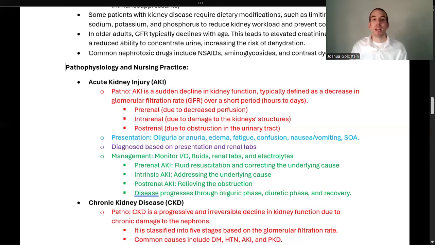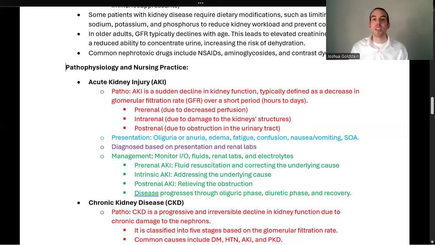Next, we have CKD, or chronic kidney disease. So this is a big one that we're going to talk about. The pathophysiology is a progressive and irreversible decline in kidney function due to chronic damage to the nephron. Remember, the nephron is that actual unit that does the filtration, that does the actual work of the kidneys. It is classified in 5 stages based on glomerular filtration rate.